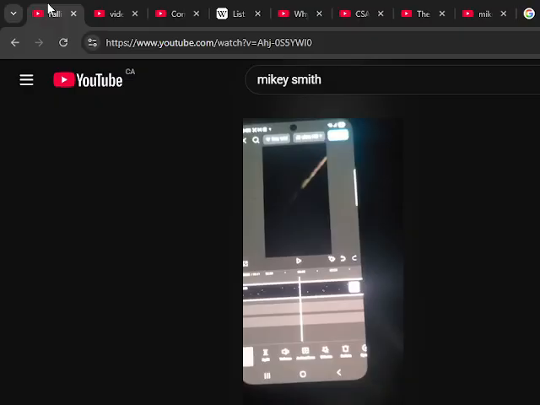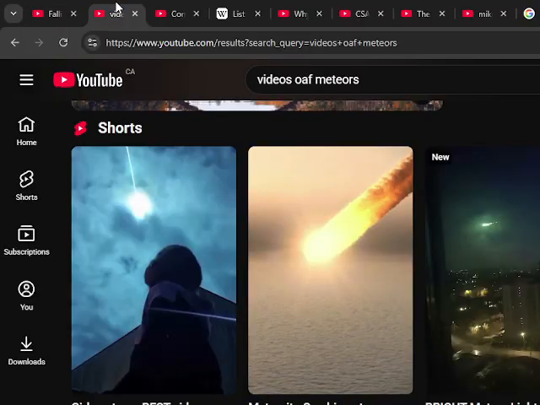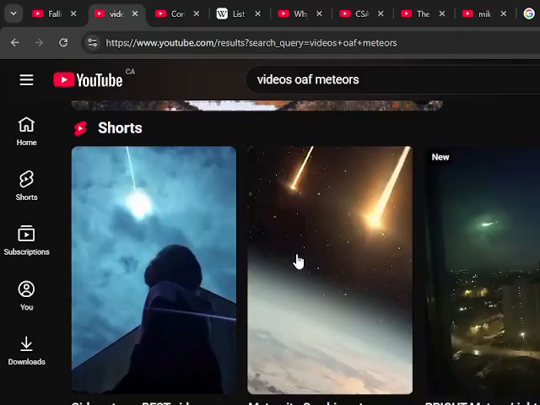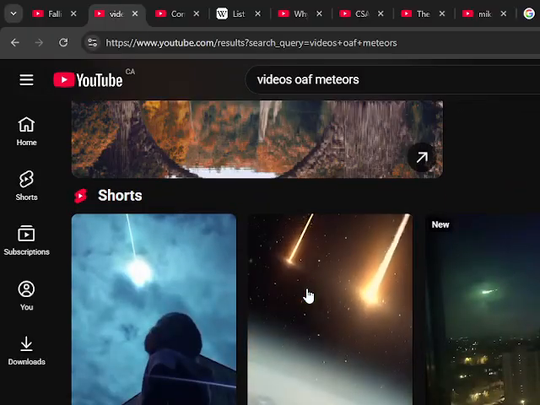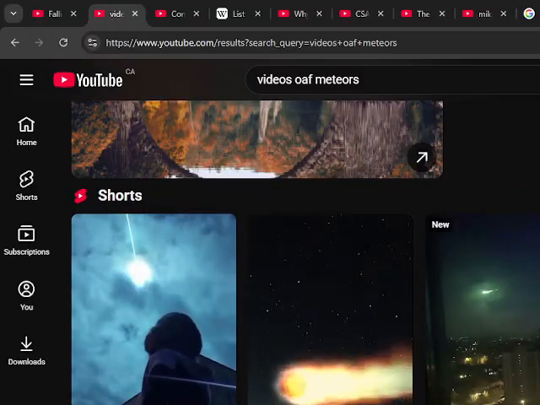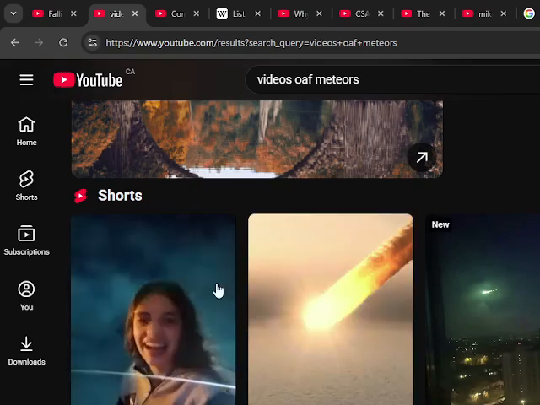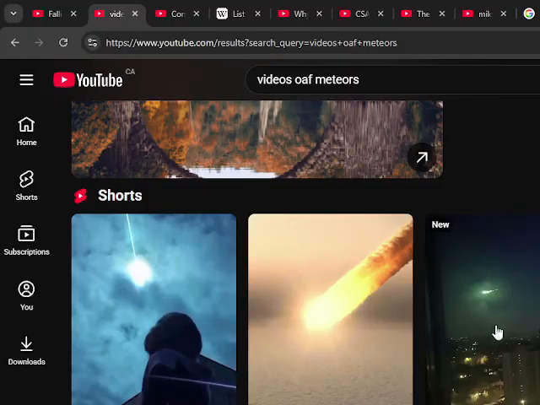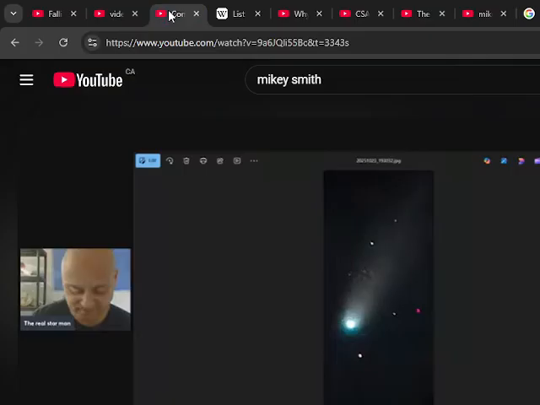So, okay, and let's see, where's the? Well, these are other people's meteors falling. So you can see there's plenty of footage of meteors falling down through the sky. I don't know. That looks more like special effects. But now we're going to move on to Comet Lemon and his view of Comet Lemon.